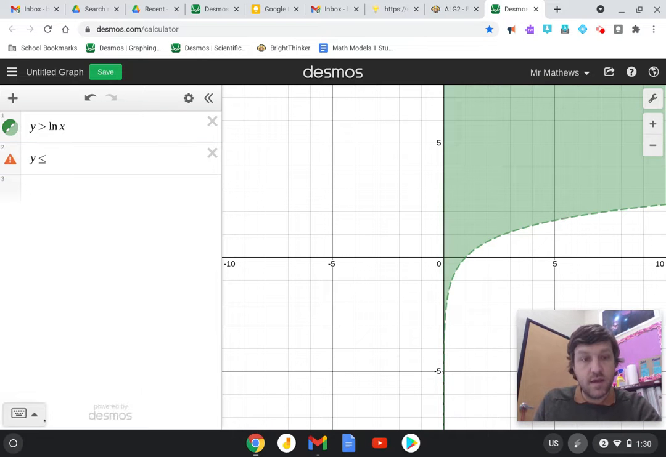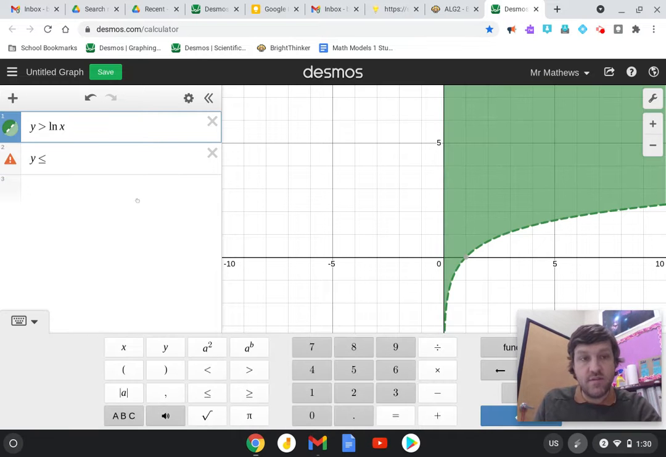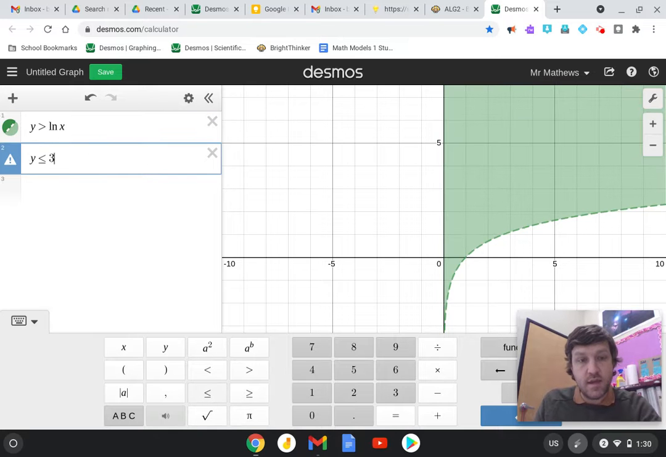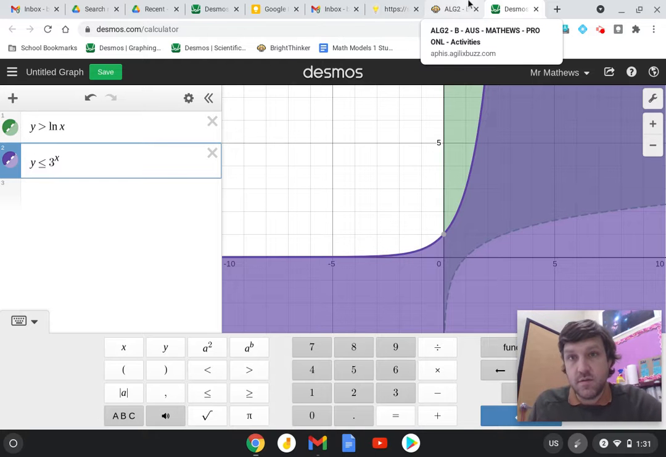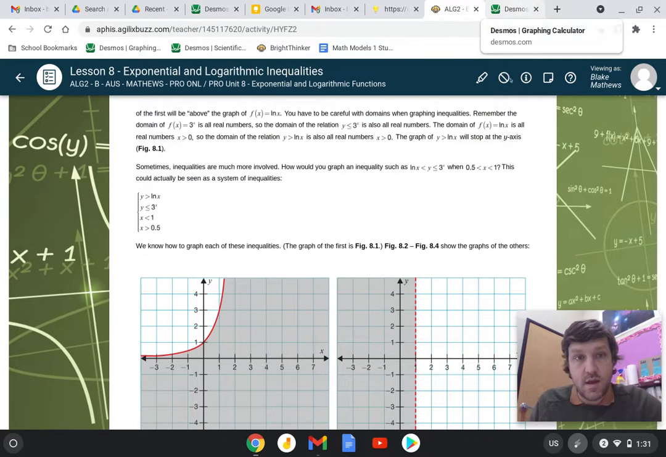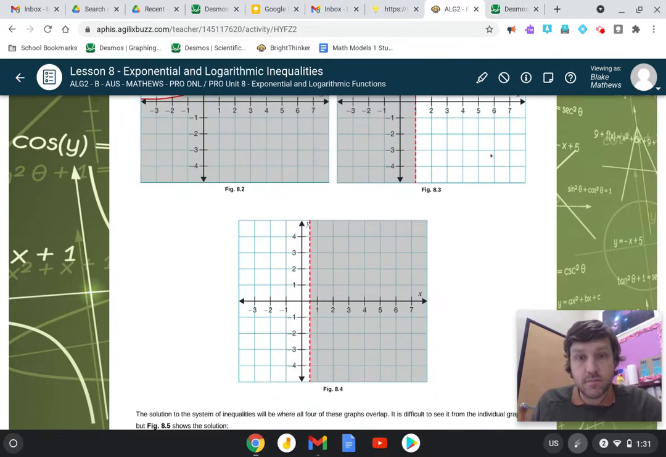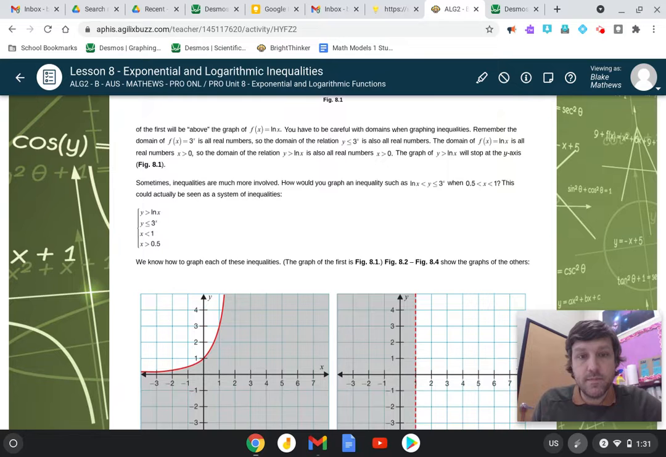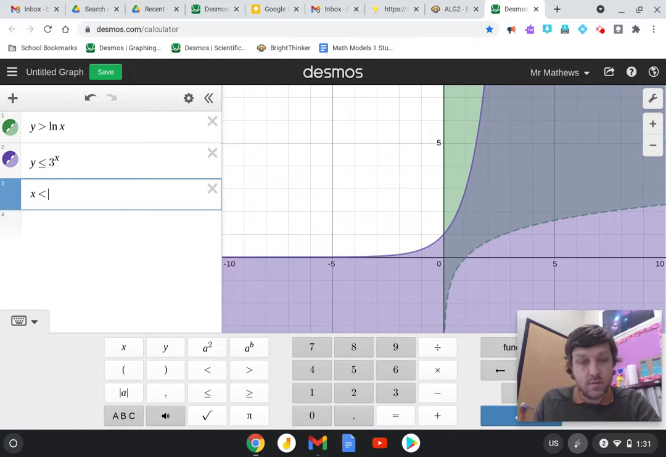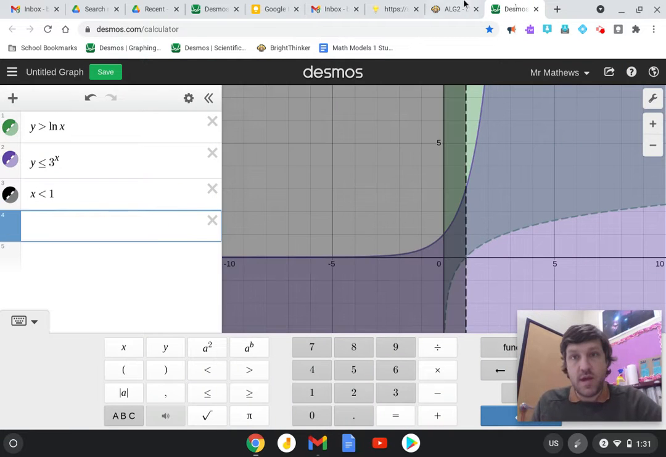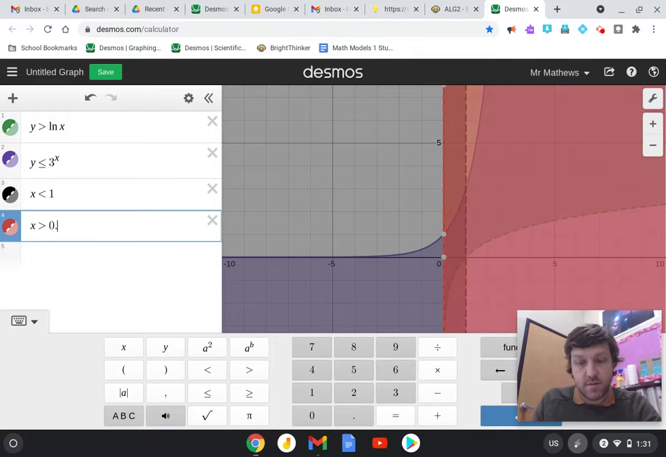And you can always bring up your stuff here to help you if that is better for you. 3 raised to the x power. Okay, there's that. And then let's see. Then we have x is less than 1. And then we have x is greater than 0.5.